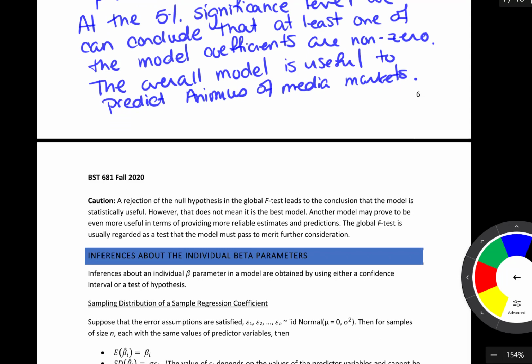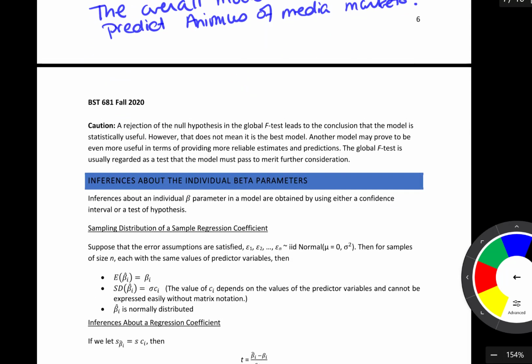Alright, and then just as a caution, a rejection of the null hypothesis in the global F test leads to the conclusion that the model is statistically useful. However, it does not mean that it is the best model. And so that's very important. We could have multiple models that have significant model utility tests, and so we need to keep that in mind.